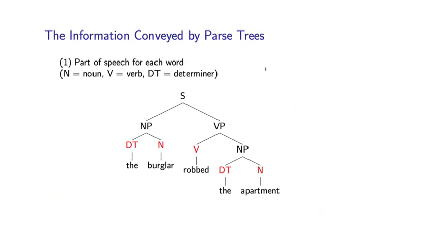So let's now give a sketch of the information that is represented by these parse tree structures. Again, focusing on a very simple example, the sentence "the burglar robbed the apartment." And we'll go through a number of levels of representation in these structures.